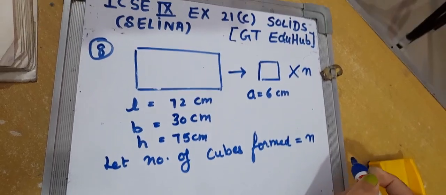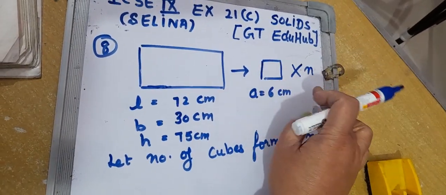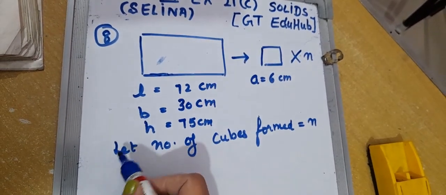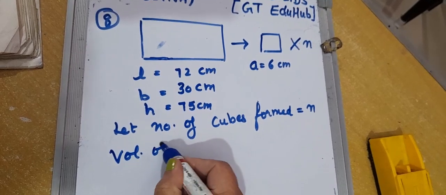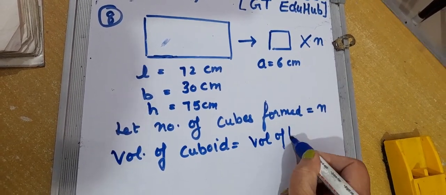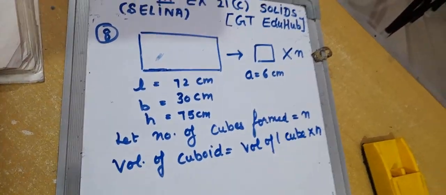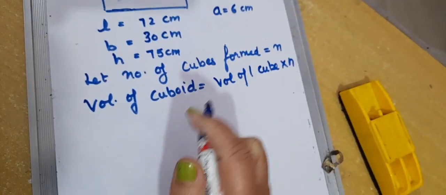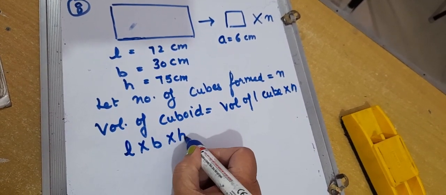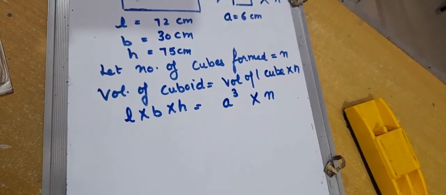Students, keep in mind when we are melting this cuboid, it means all the volume of this cuboid will be equal to the total volume of all these cubes, because we are forming all the cubes from it. Now volume of cuboid will be equal to volume of 1 cube into n, because its volume will always be equal to their total volume, because no other metal is added. We melted this to make these. This you have to keep in mind. Now volume of cuboid is L into B into H. Volume of cube we know that is A cube into n. n means number of cubes that are formed.